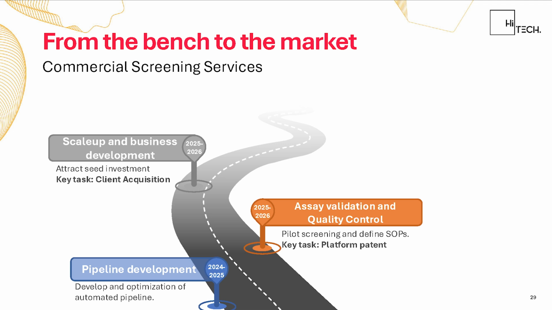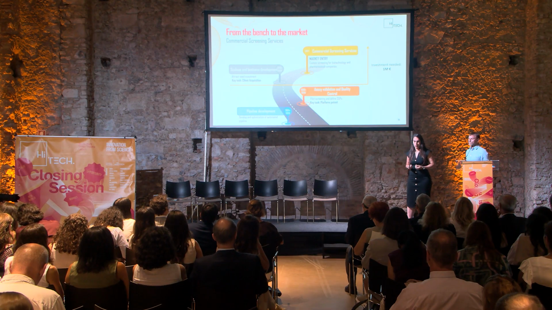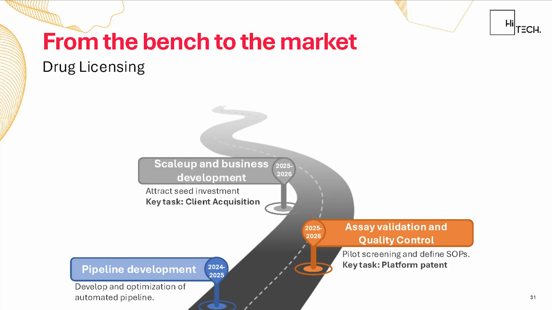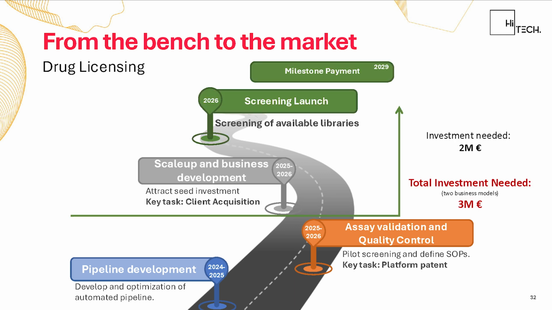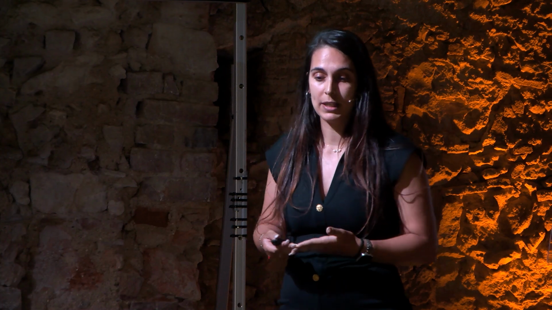And now we plan on scaling up and developing our business, and for this, of course, we need to attract investment. We plan to enter the market regarding the commercial screening services in 2027, and for this, we seek an investment of 1 million euros. On the other side, for the drug licensing, we start in the same way, but here we plan to start screening available libraries by 2026 and receive our first milestone payment by 2029. And for this part, we need an investment of 2 million.